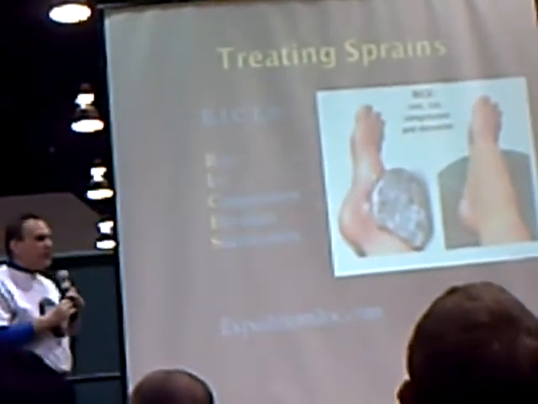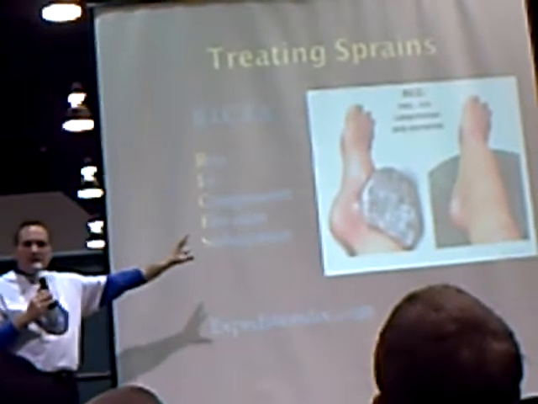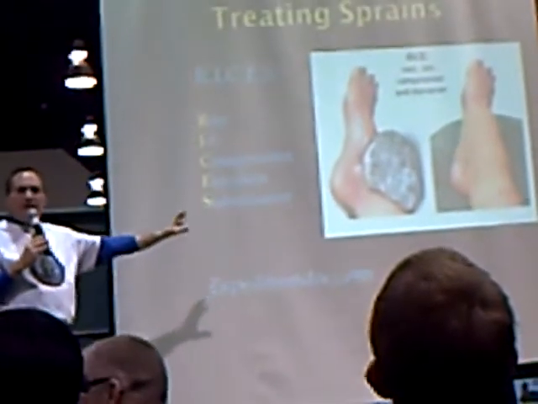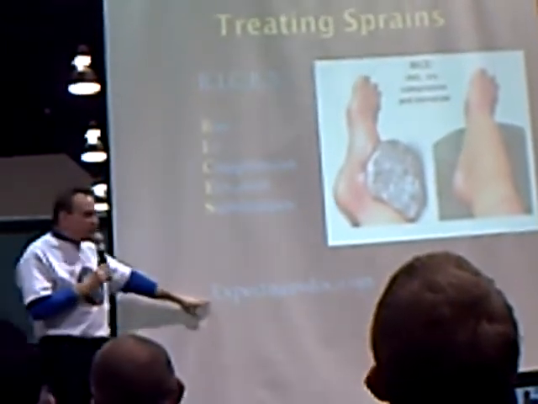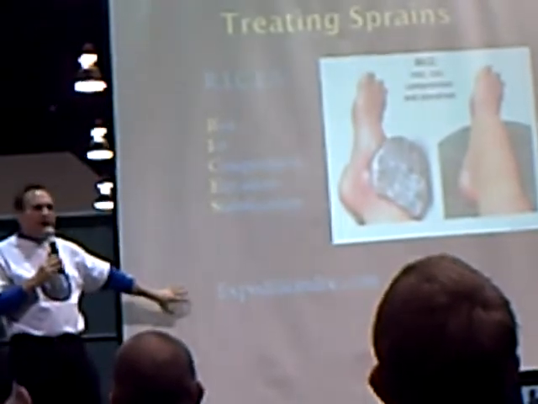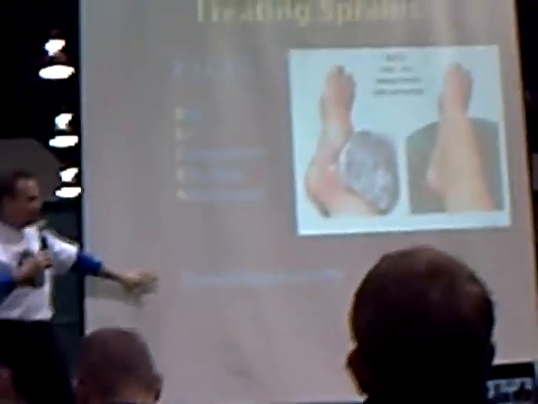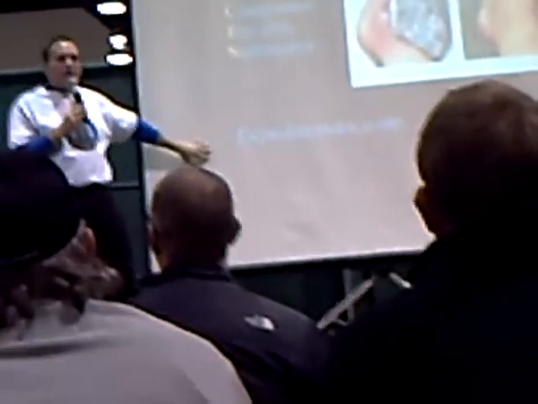Now, each individual sprain is wrapped slightly differently. So you might consider going to this website, which I have no relation to, but I think is an excellent website for finding out how to wrap each and every one of these individual injuries. It's called expeditiondoc.com.